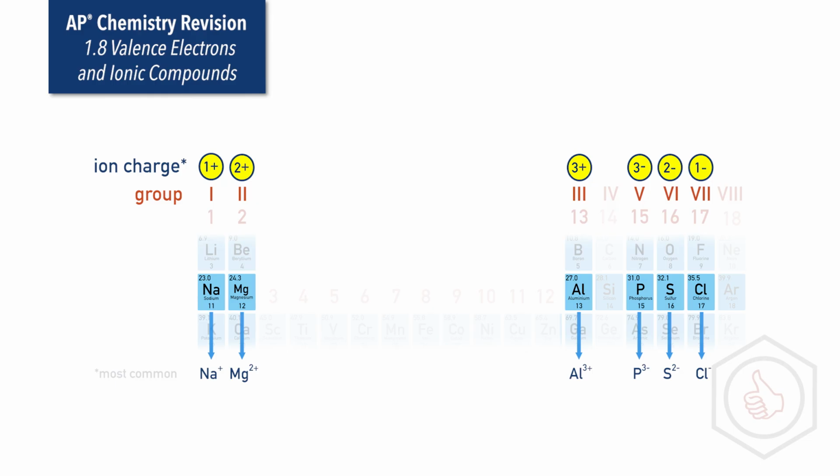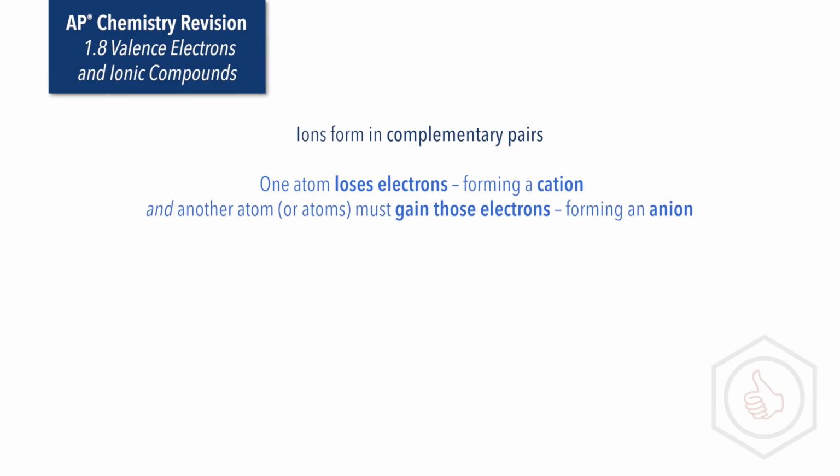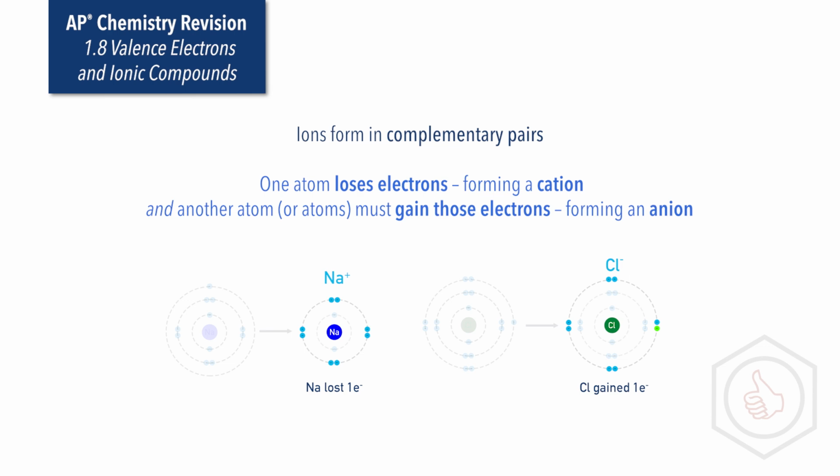Ions form in complementary pairs in reactions, where one atom loses electrons forming a cation and another gains those electrons, becoming an anion. The resulting oppositely charged ions formed are then held together by strong electrostatic forces of attraction, forming an ionic compound. For example, when sodium reacts with chlorine, a sodium atom loses 1 electron and becomes positively charged, and a chlorine atom gains that electron and becomes negatively charged. These ions then end up attracted to each other, forming sodium chloride, NaCl.